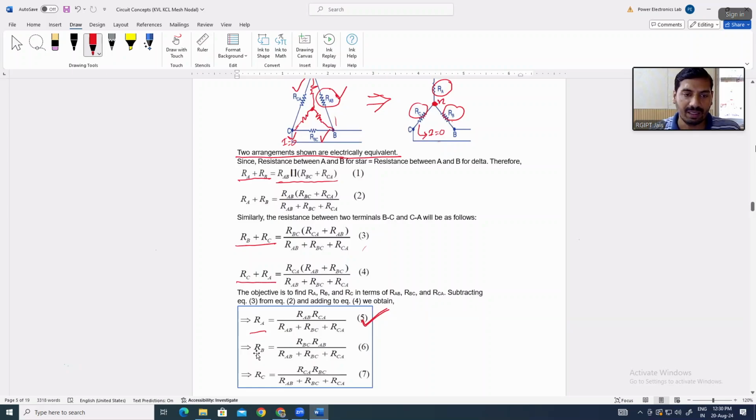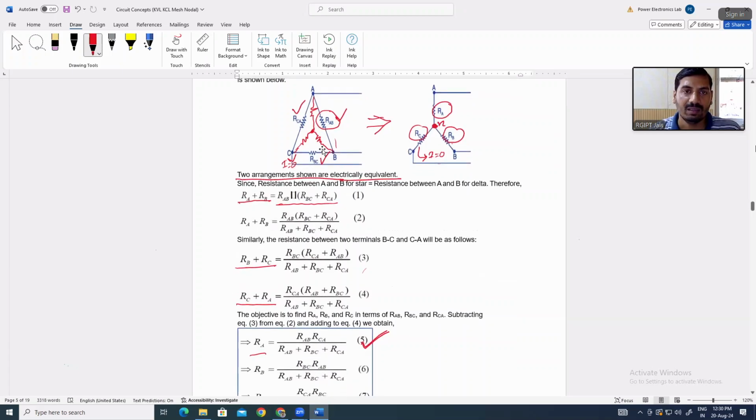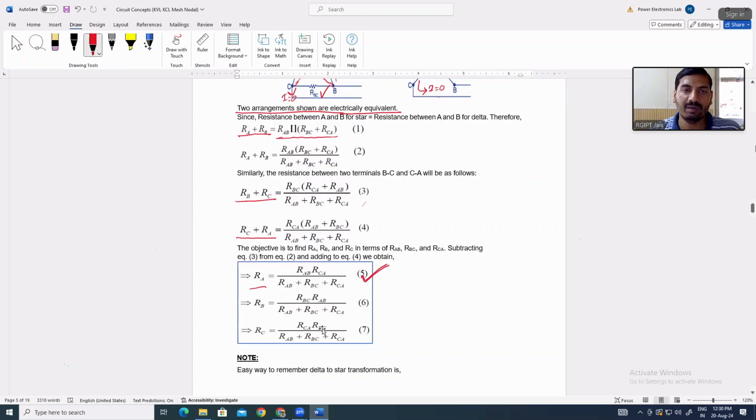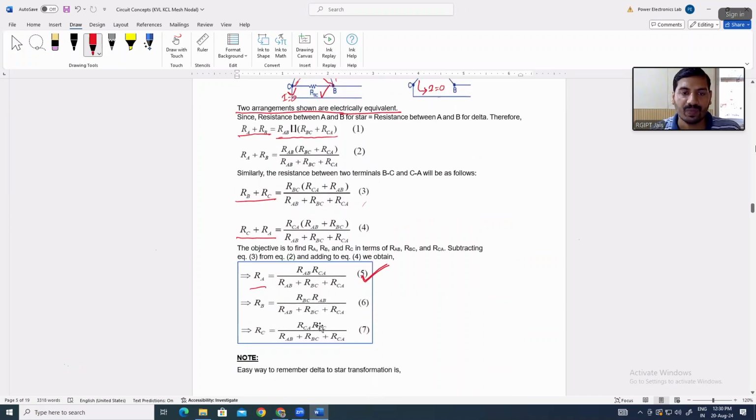Similarly, we can find RB. You will find RB is equal to RBC RAB. RB you can see here. This is RB. RB is RAB multiplied by RBC, RAB RBC divided by sum of all delta connected elements. Similarly, RC will be equal to RCA RBC. RC is this one. RC is RBC RCA, RBC RCA divided by sum of all delta connected elements.